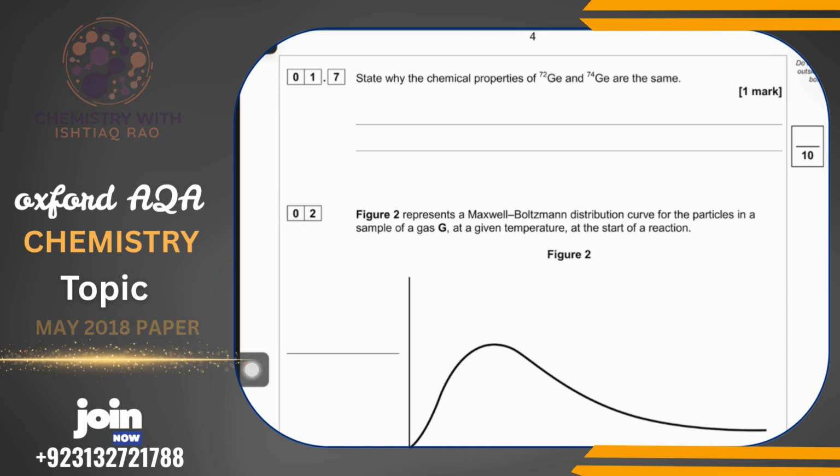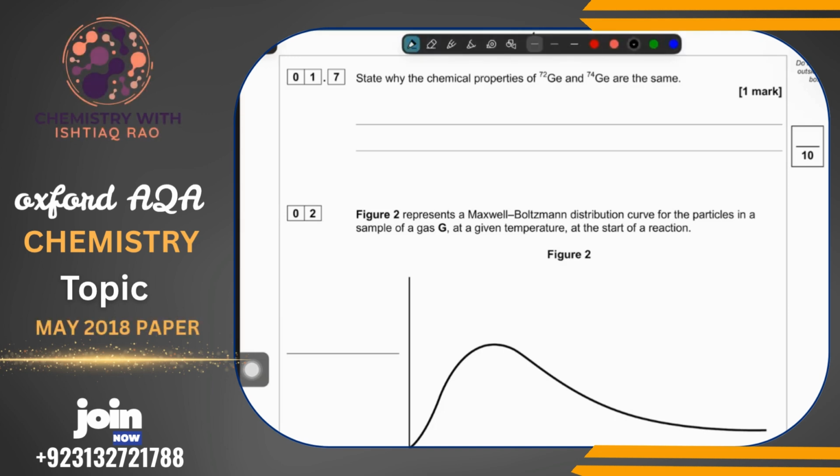Same number of electrons in the valence shell. Yes. So that means I can say the same number of valence electrons.